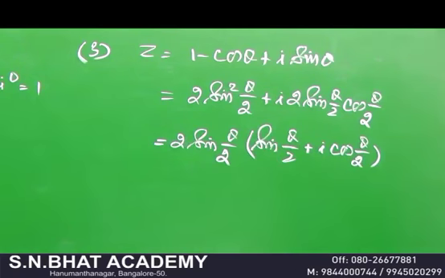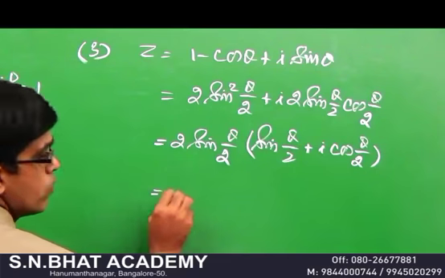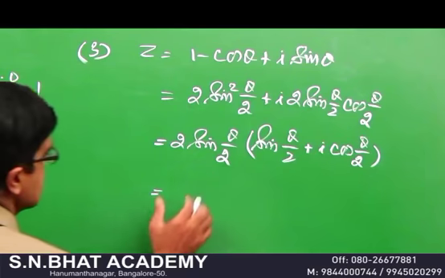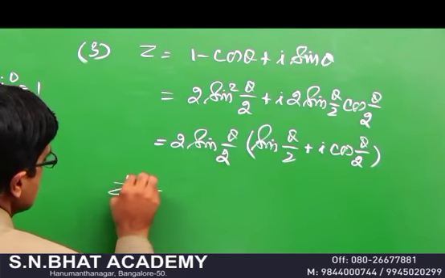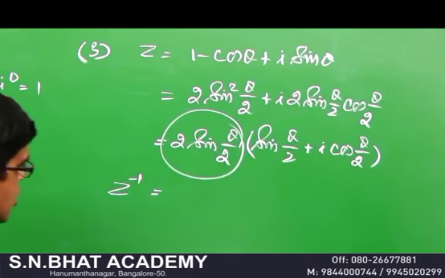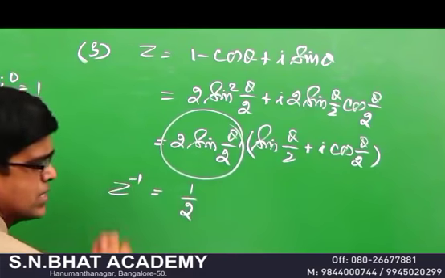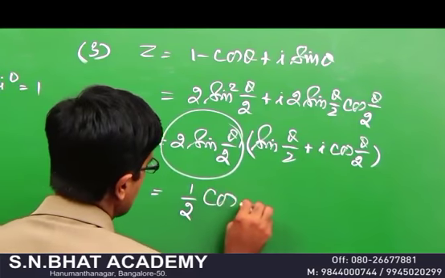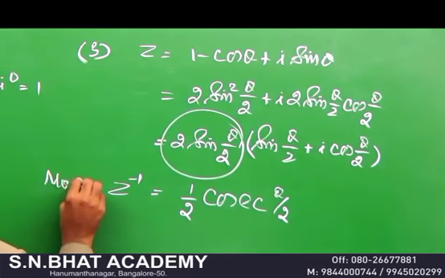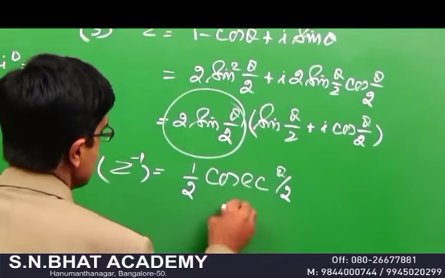Now we need to find the inverse of this actually. So for that inverse we need to find only the modulus. In that inverse the modulus part will be only this. Just you reciprocate this part, you are getting half of 1 by sin theta by 2, which is nothing but cosecant theta by 2. So this is the modulus part of z power minus 1. So half cosecant theta by 2 is the appropriate answer. So option C is correct.